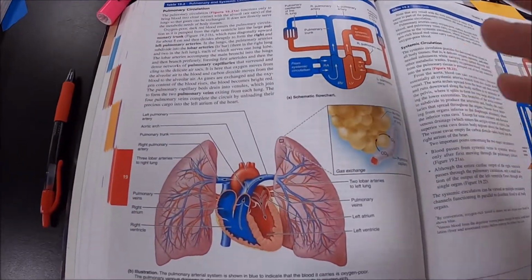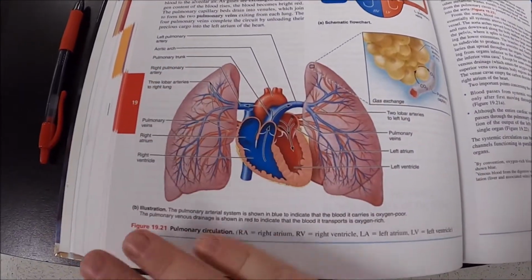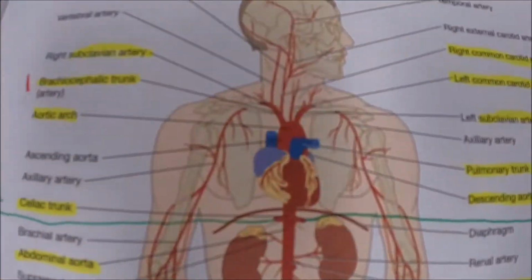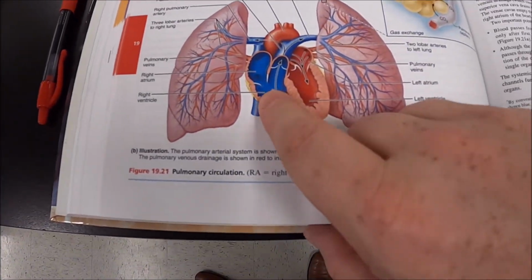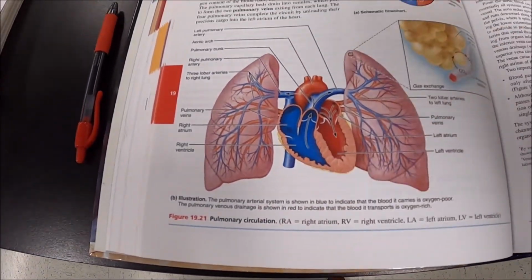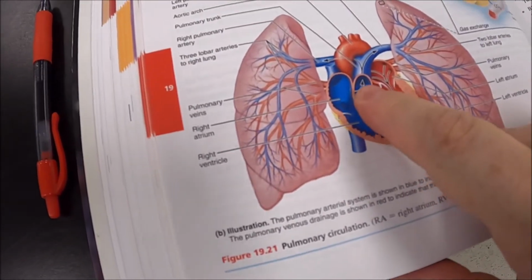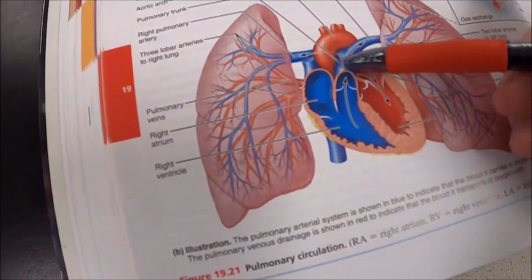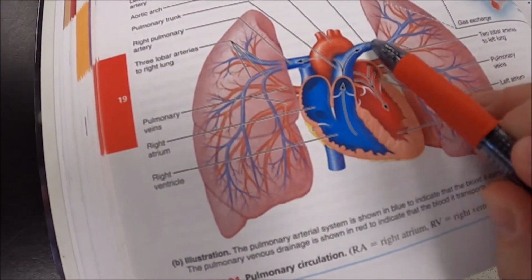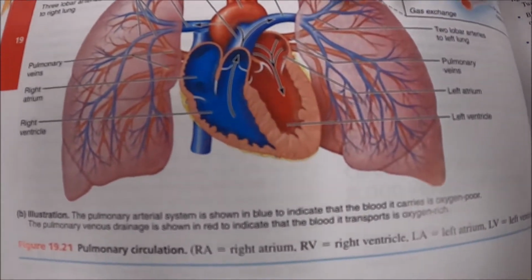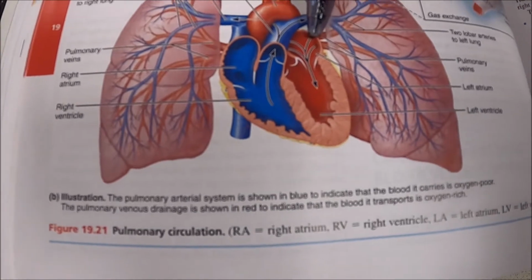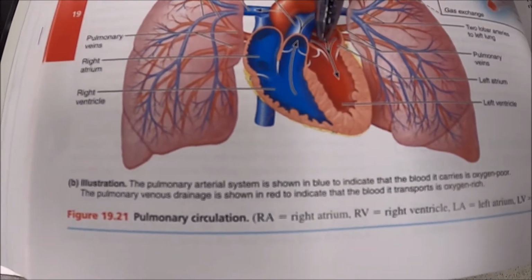I think that a better way to do this is using an image like this. Again, you lose a lot when you see an image like this. You need to think about the right side of the heart pumping blood up through this pulmonary trunk, out the pulmonary arteries, into the lungs to pick up oxygen, and then coming back in via these pulmonary veins.